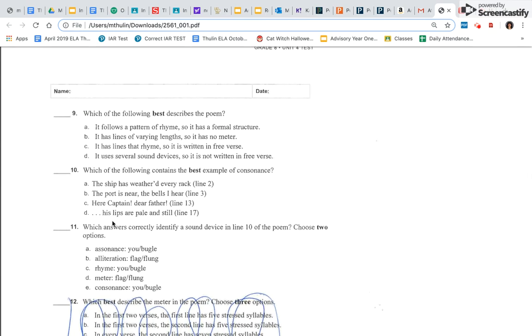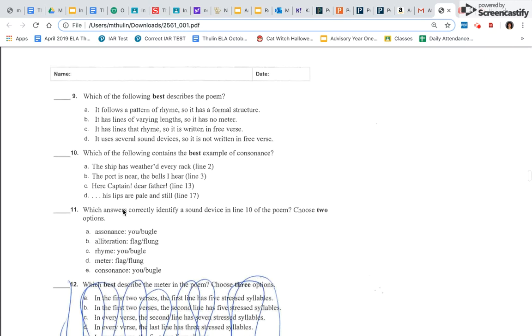Number 10. Which of the following contains the best examples of consonants? Remember the definition of consonants. A. The ship has weathered every rack. B. The port is near, the bells I hear. C. Here, Captain, dear father. D. His lips are pale and still.